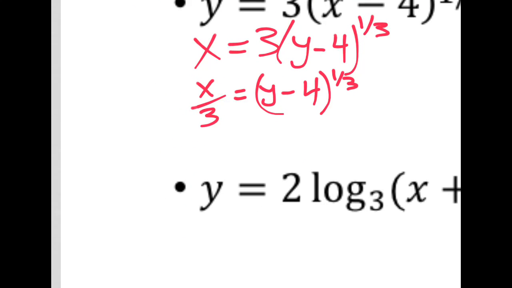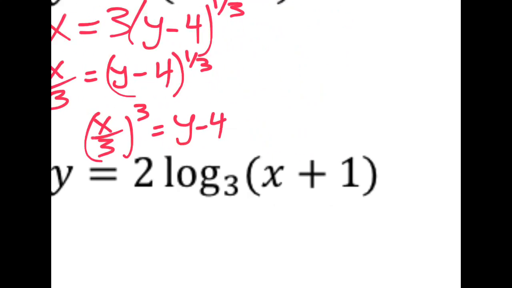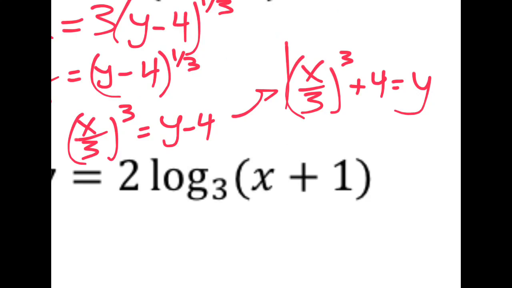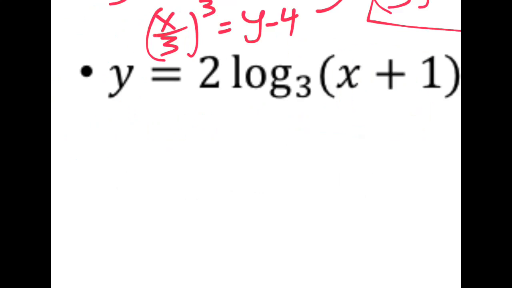Now we can cube both sides to get x over 3 quantity cubed equals y minus 4. And then lastly, add 4 to both sides to get x over 3 quantity cubed plus 4 equals y, the inverse function. Okay, last problem, same exact idea.